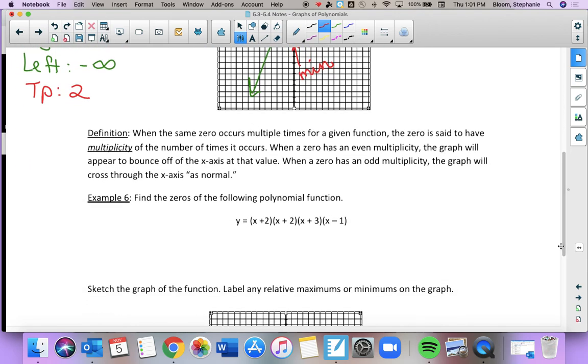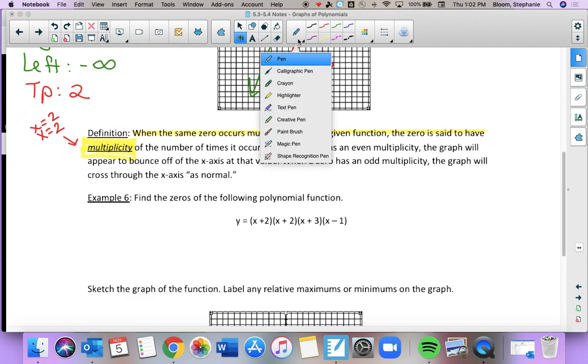Okay. Now, this is important, and you got this on your quiz today. Okay? You got this answer. And here's what it is. When the same 0, that's an intercept, occurs multiple times, the 0 is said to have multiplicity, meaning it occurred multiple times. Everybody with me? So that would be like you get x equals 2, x equals 2. That's an example of a zero, meaning solution, that has multiplicity. Okay? Here's how it works.